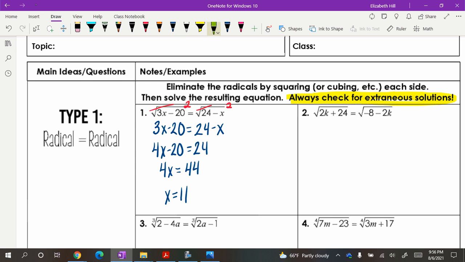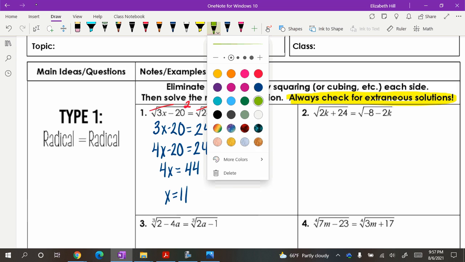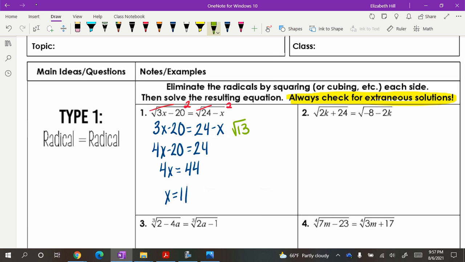Now, if I go back and check things out here, we take 3 times 11, so that's 33. When I take 33 and subtract 20, that is going to be 13. So, sorry, the square root of 13 on the left. And 24 minus 11 gives us 13 as well. So we do get that 11 is indeed a solution for us.